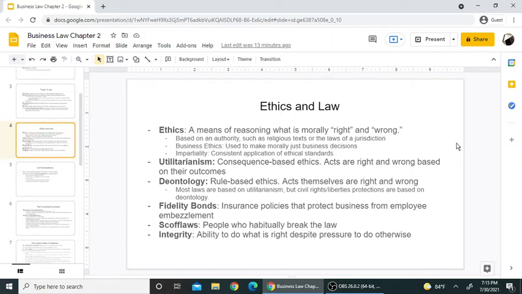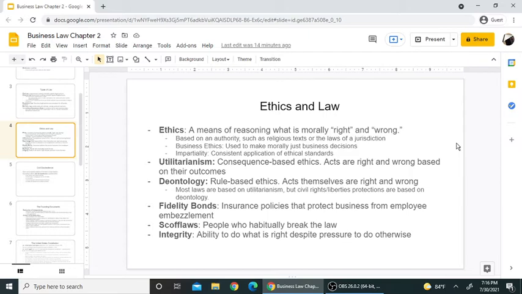Utilitarianism is a term that describes a certain ethical viewpoint, which relates to consequence-based ethics. Basically, utilitarianism believes that certain acts are right or wrong based solely on their outcomes. The act itself isn't right or wrong, but the act is considered right or wrong based on what outcomes it leads to. But deontology is more like a rule-based ethics. So the act itself is right or wrong, regardless of whether it leads to good consequences or bad consequences.